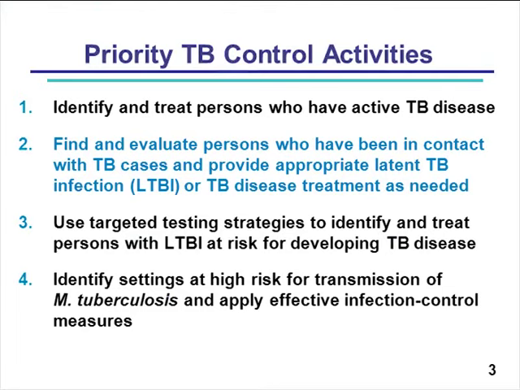So in TB, there are 4 priority TB control activities. 1, identify and treat persons who have active TB disease. 2, identify, locate, and evaluate persons who have been in contact with pulmonary TB cases and provide appropriate latent TB infection treatment or TB disease treatment as needed. 3, use targeted testing strategies to identify and treat persons with LTBI at risk of developing future TB disease. And 4, identify settings at high risk for transmission of MTB and apply effective infection control measures.